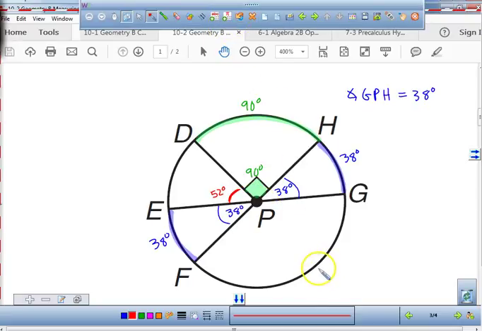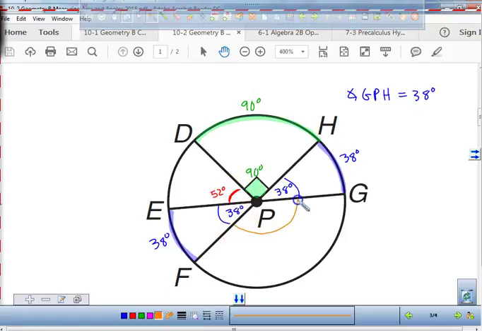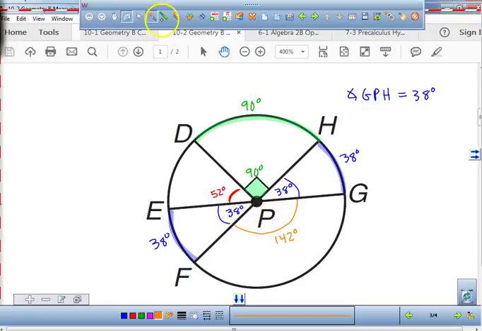Okay? Now, what is 52 plus 90? 142. Which means right here, guess what? This angle is right in there, 142. Can you guys see that 38 and 142 add up to 180 as well? Which means this corresponding arc that lines up across from the central angle, that arc right there is 142 degrees. And this arc right here is how many degrees? 52. 52. Okay.